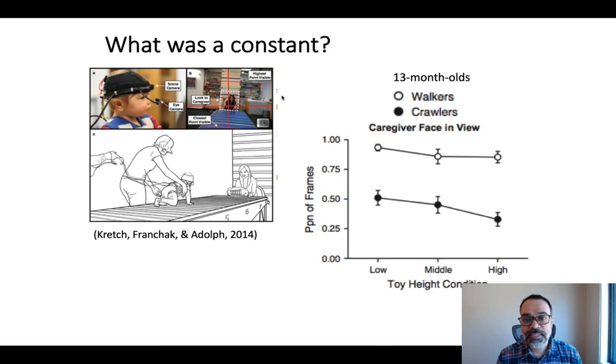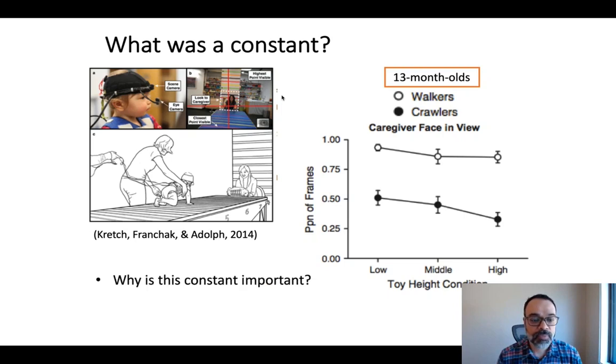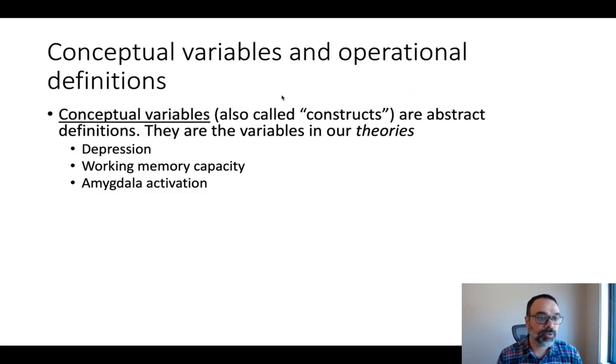What was a constant in this study? Well, one of the constants was the age of the infants. They were all 13-month-olds. This is important because infants develop really fast, and if you had infants of lots of different ages, some of the variability in the study might just be due to the differences among infants. So if you hold that constant, then you have a better sense of what's a result of the experimental conditions as opposed to just differences among different kids. Why is this constant important? Well, I just went over that.